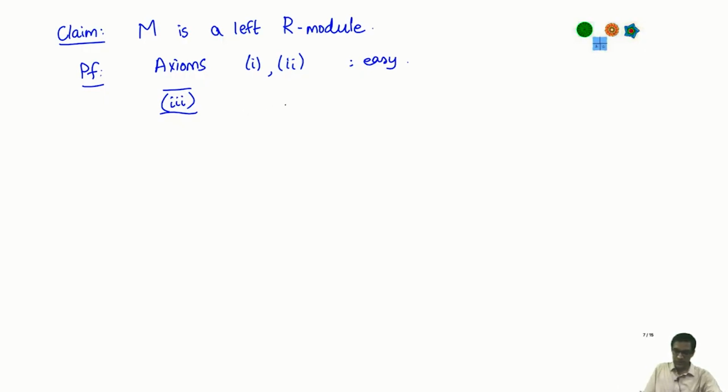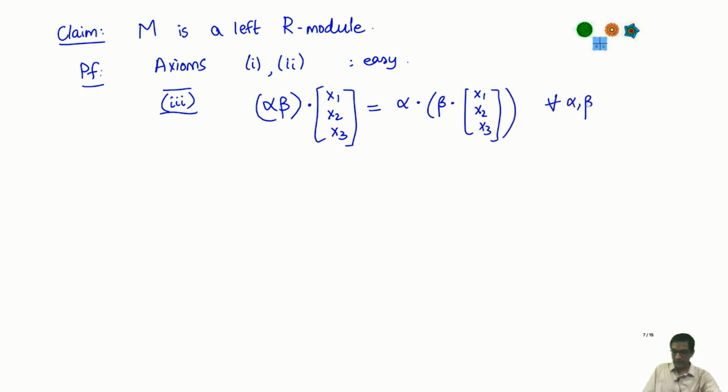So let's compute. What do we need to check for axiom 3? I need to check that if I take alpha beta acting on an element x1 x2 x3, it should give me the same answer as alpha acting on beta acting on the element x1 x2 x3, and this should be true for all alpha, beta coming from a ring. The ring here, remember, is the group ring of S3, and for all elements x1 x2 x3 coming from my module M.